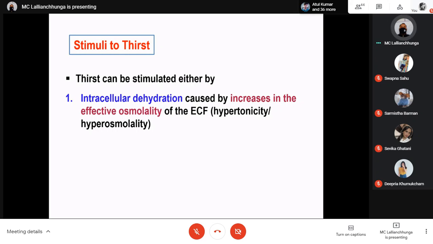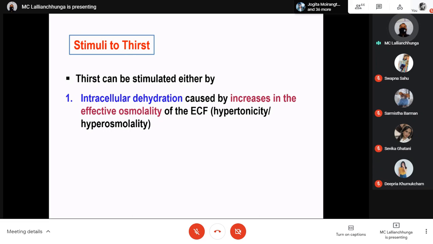Intracellular dehydration. This is caused by increases in the effective osmolality or osmolarity of the extracellular fluid, or we can say hypertonicity or hyperosmolality or hyperosmolarity. So in this condition, there is an increase in the solute concentration in the extracellular fluid, meaning in the plasma as well as in the interstitial fluid.